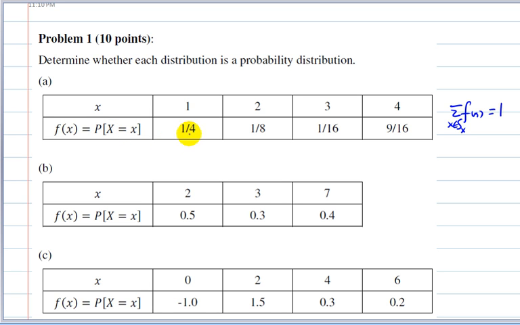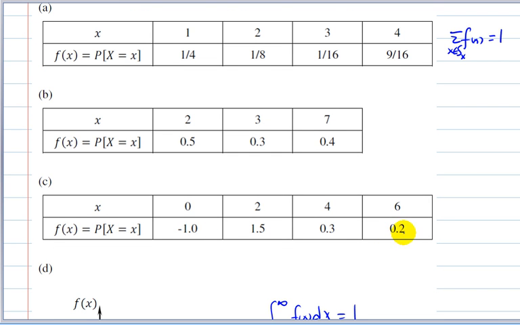So what is the probability distribution here? Here's the probability distribution. For x equal to 1, the probability associated with that is 1/4, 2 1/8, 3 1/16, and 4 9/16. So add them up and see if they're 1 or not, right? And second one here, same thing. Add them up, okay? And third one, same thing. Add them up.